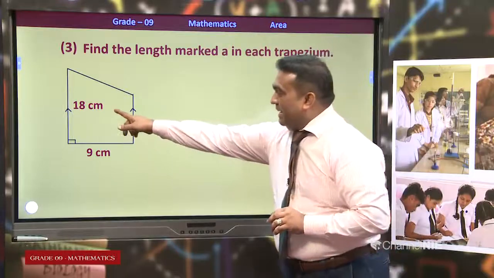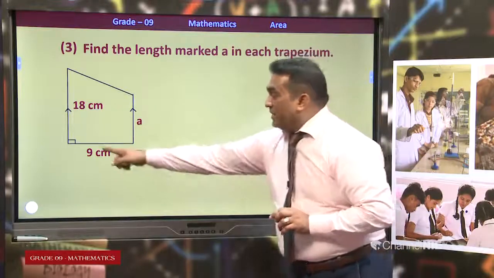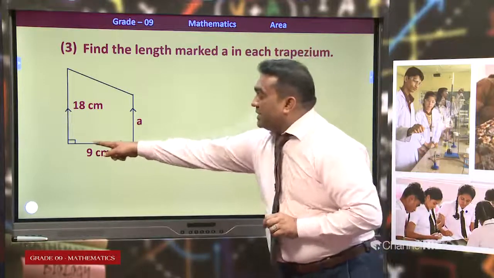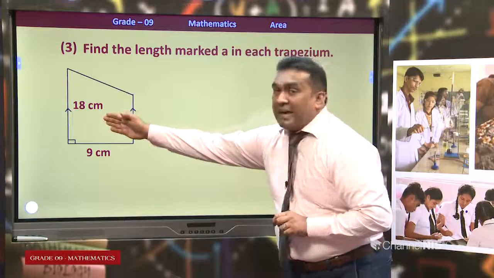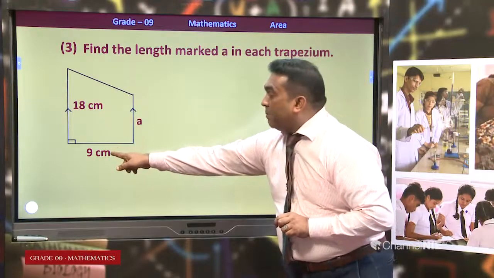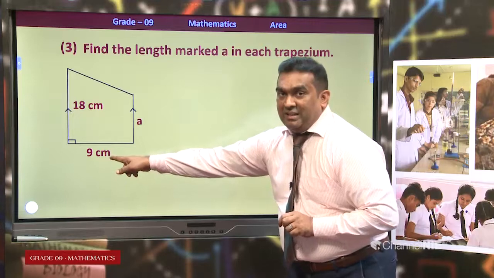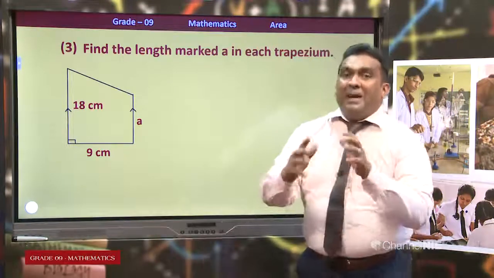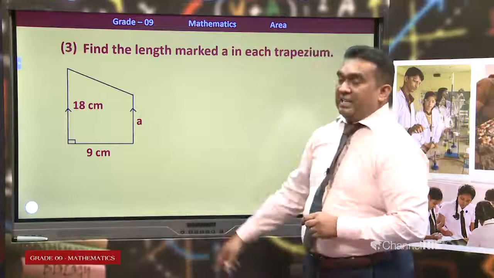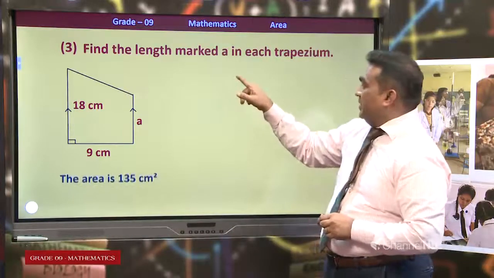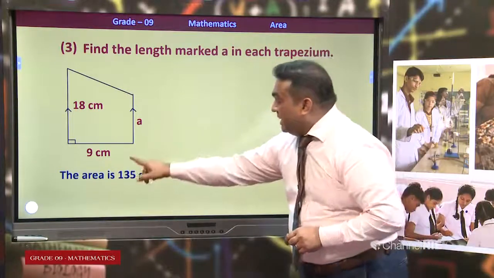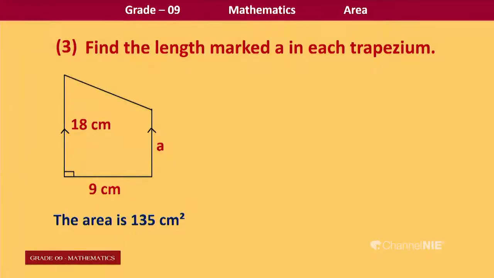Simple a, 18 and 9. This is the perpendicular distance between these two parallel lines. Therefore, this is the perpendicular height. Sum of lengths of the two parallel lines, a plus 18. We will see that the area is 135.